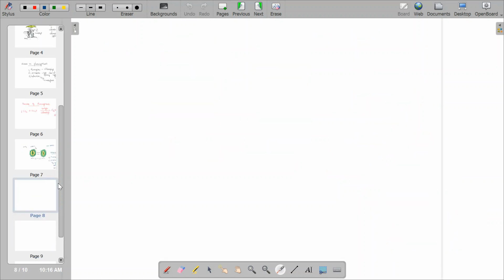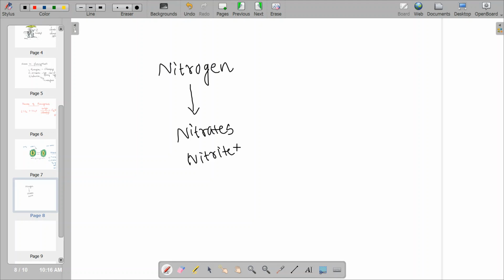You have one more small topic related to plants: the requirement of nitrogen in plants. Plants take up nitrogen in the form of nitrates or nitrites. The process behind this is nitrogen fixation. Nitrogen can be fixed by some microorganisms into nitrates or nitrites, which are the forms in which plants can take up nitrogen.